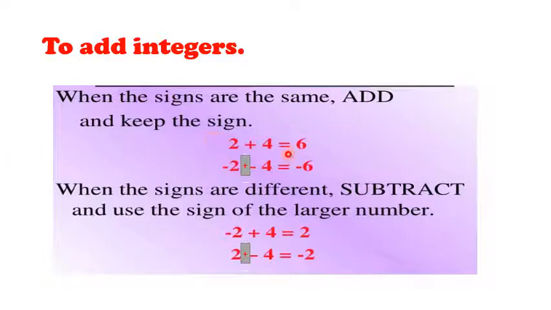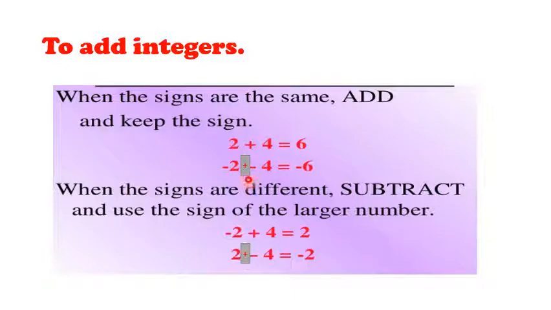That means if I have two positive integers and I want to add them, the signs are the same, both of them positive integers. So I will add and keep the sign. I will add the two numbers. I'll add 2 plus 4 and the sum will be 6 and keep the same sign. Both of them positive, so the sign will be positive. And we know we don't need to write the positive sign because it's a default sign.